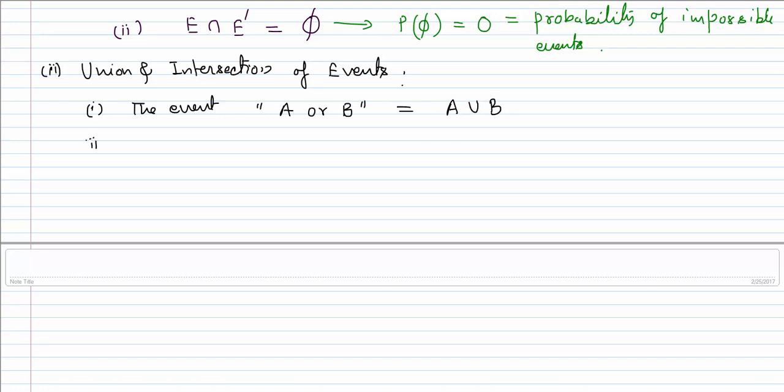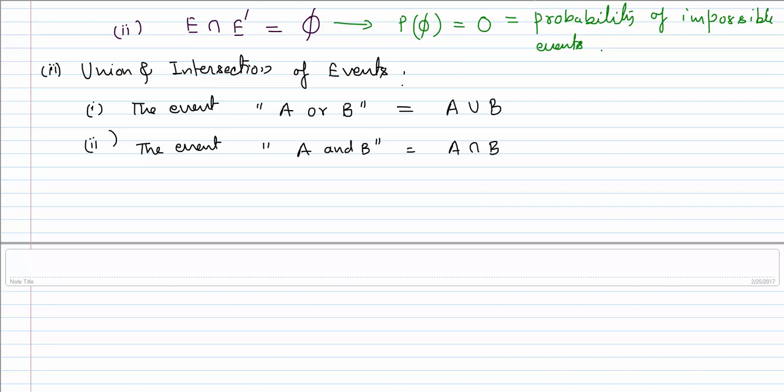And second one we have, that is intersection, the event A and B. This is called intersection of events. So you can see or and and are exclusive. You need to understand these two differ by definition, and A and B is denoted by A intersection B. This is the sign of intersection, this is the sign of union.